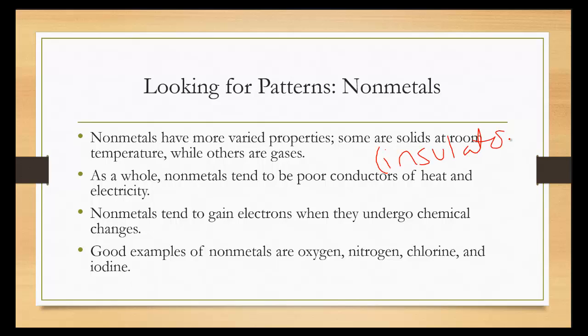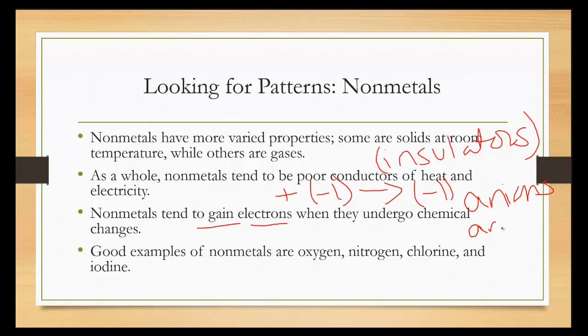Nonmetals tend to gain electrons when they undergo chemical changes. So we're gaining electrons, so we're adding -1 charges, which means that when they form ions, they form negative charges. These are anions, A-N-I-O-N, if you can't read that first writing. Good examples of nonmetals are oxygen, nitrogen, chlorine, and iodine.